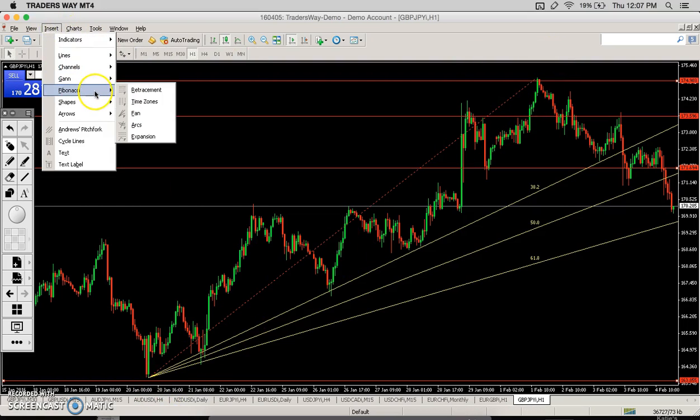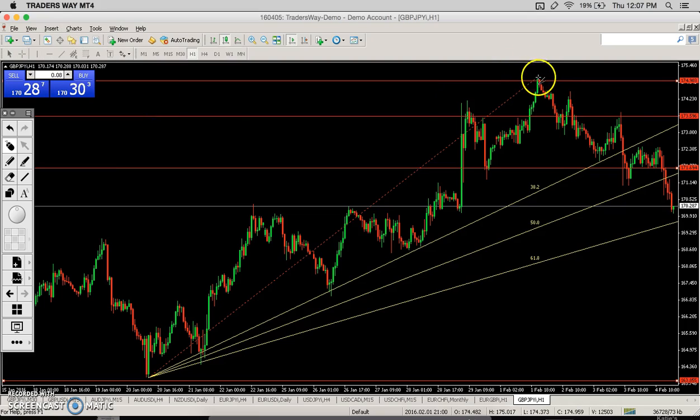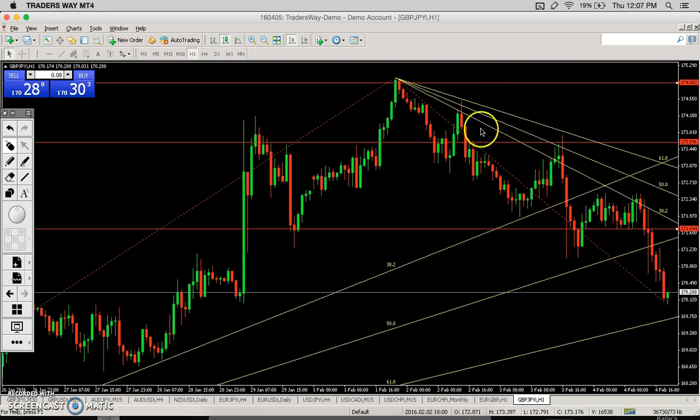But what's even better is that I drew it from this swing high to one of these swing lows. All right. So this is awesome because it showed me approximately when the test of the neckline was going to end and where the bounce down was going to begin.